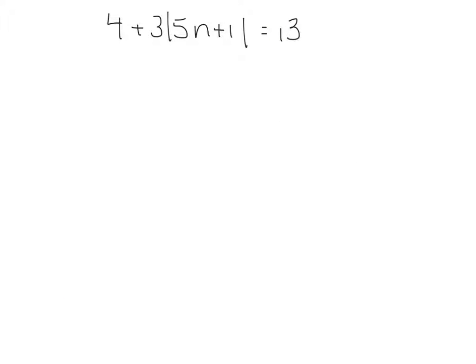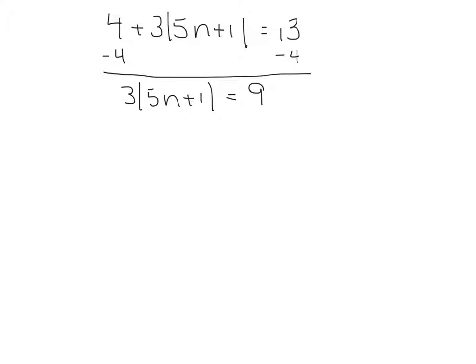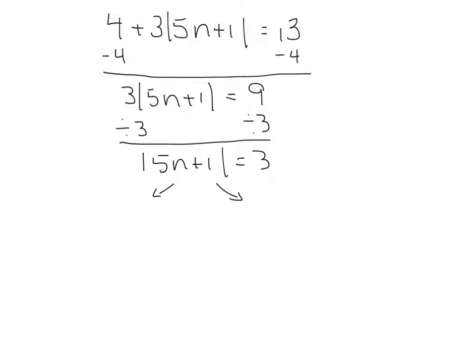So here's one more problem, and we're going to go through the same kinds of steps. We have to isolate the absolute value sign. So we're going to subtract 4 from each side to start with. We're going to get 3 times this absolute value lump must equal 9. We're going to divide each side by 3, and that's going to tell us that this absolute value lump, 5n plus 1, has to equal 3. And then, of course, we can split it into our two statements.